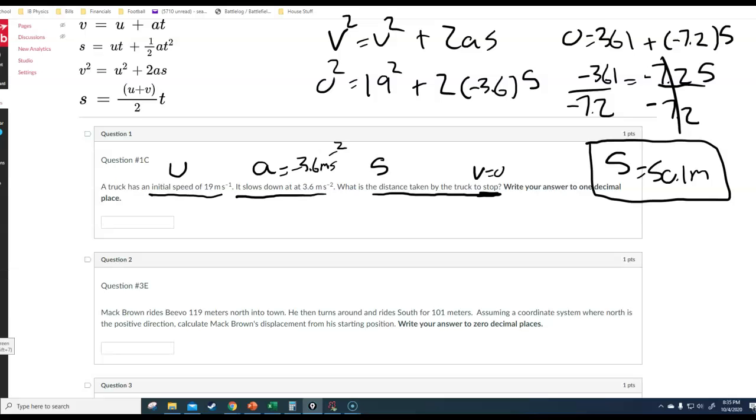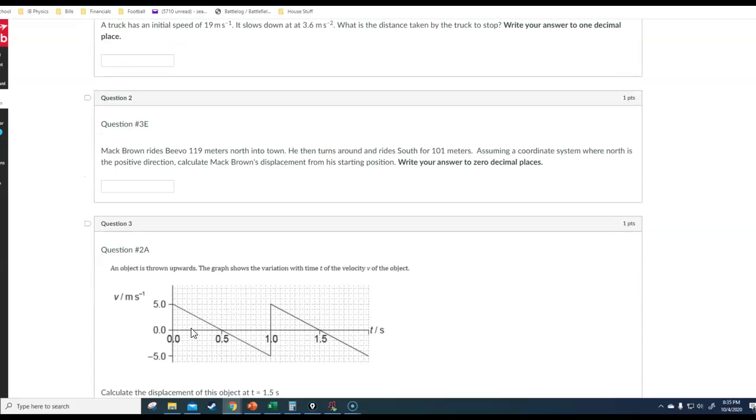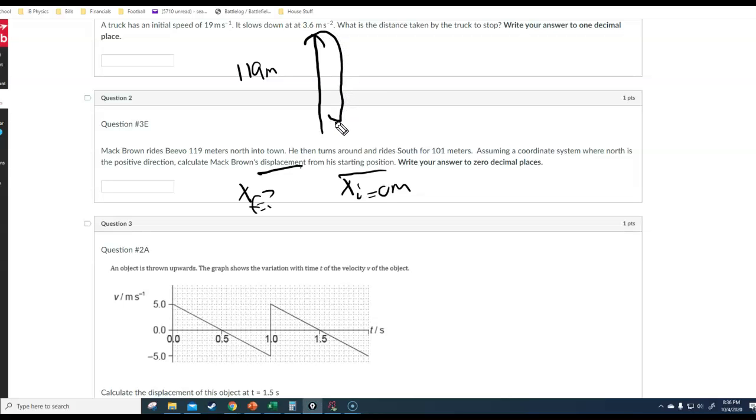Okay, so question number 3E. Okay, Mac Brown rides Bevo 119 meters north into town. He then turns around and rides south for 101 meters. Assuming a coordinate system where north is the positive direction, calculate Mac Brown's displacement from his starting position. Okay, well, let's say his starting position, let's just call that xi equals 0 meters. So what is his final position? Well, he goes 119 meters north. Then he turns around and goes back 101 meters.